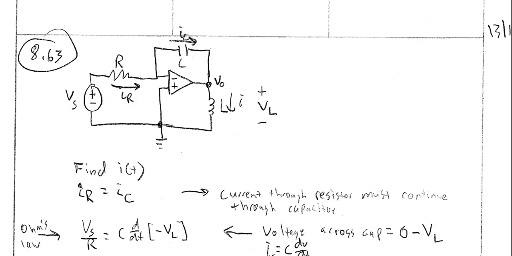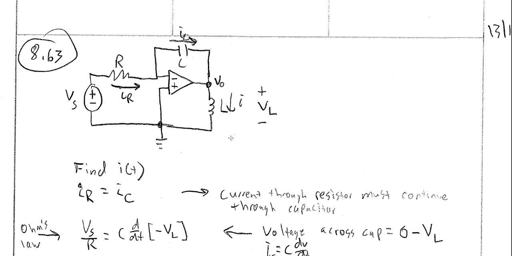In problem 8.63, we are given an op-amp circuit, as you see here. We have a voltage source, a resistor, a capacitor, and an inductor, and we have an operational amplifier right here in the middle. And we're asked to find the differential equation that governs the current through the inductor.